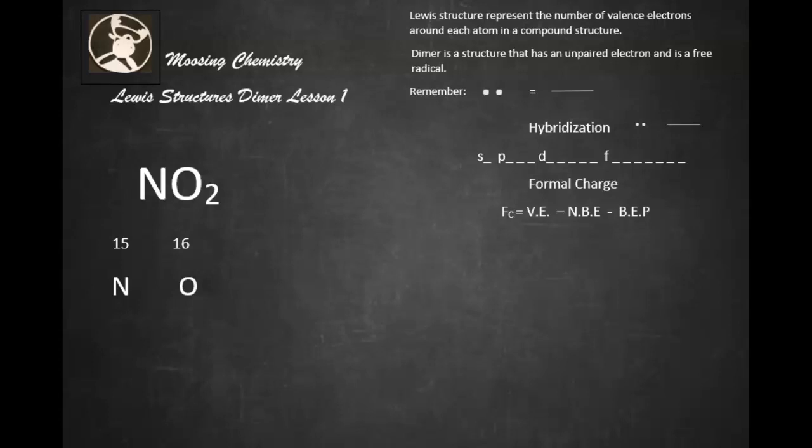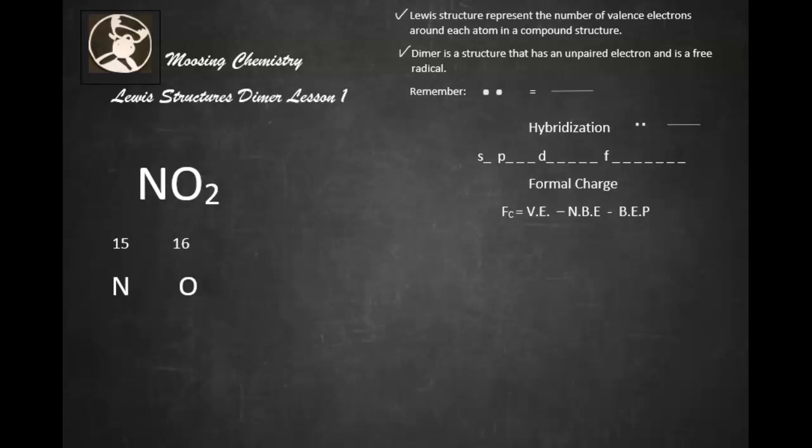This is Lewis structure dimer lesson 1. A Lewis structure represents the number of valence electrons around each atom in a compound structure. A dimer, however, is a structure that has an unpaired electron and is a free radical. Okay, well, let's take a look at this.